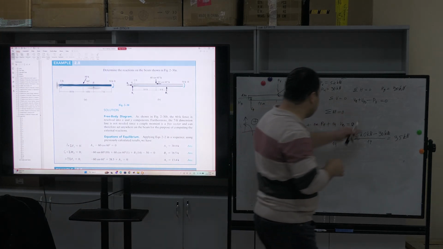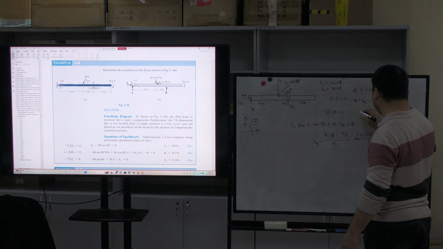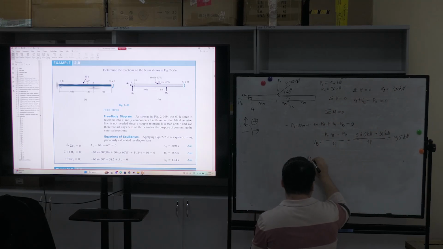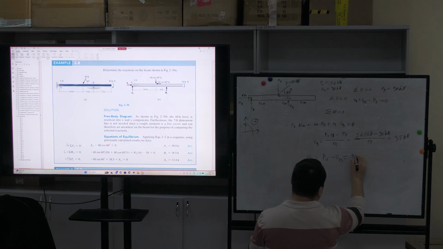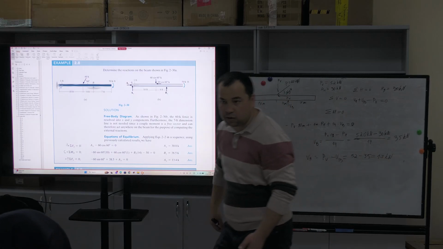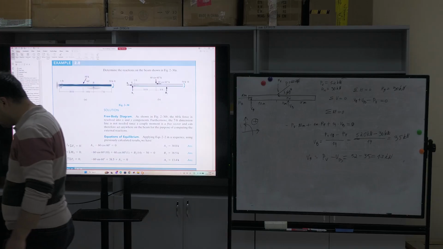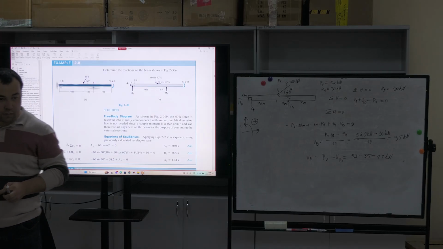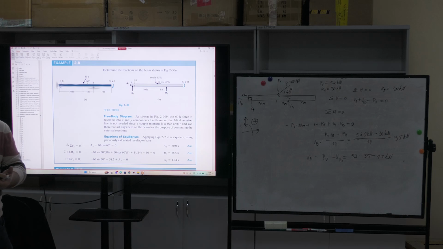We can find from here VA. Maybe it's not so difficult for you, yes? Please try to find VA. VA is equal to PV minus VB. How much was the value of PV? 52 minus 35 is equal to what? 17. Yes? Am I right? Clear? Very good.